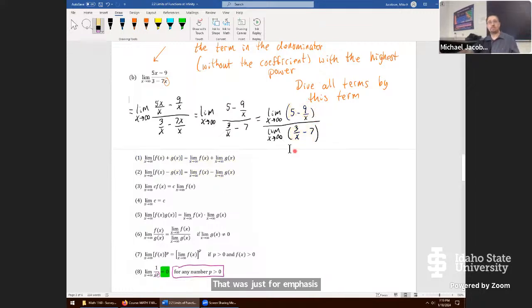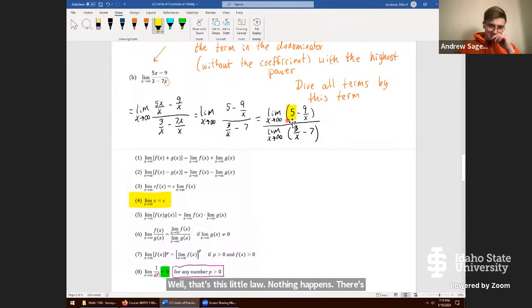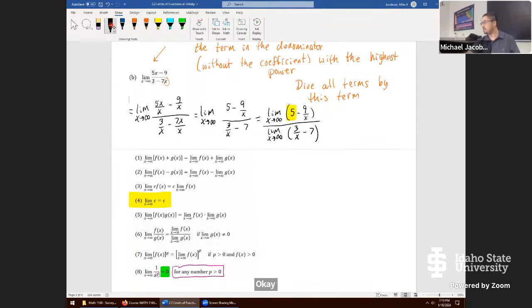And now we need to take the limits of all of this stuff. First, let's focus on the constant 5. We take the limit as x goes to infinity of 5. Well, that's this limit law. Nothing happens. There's no x there. It's a constant. So it doesn't matter what happens to x. These are going to get an output of 5 right exactly here. So no change on that 5. We'll write it in.